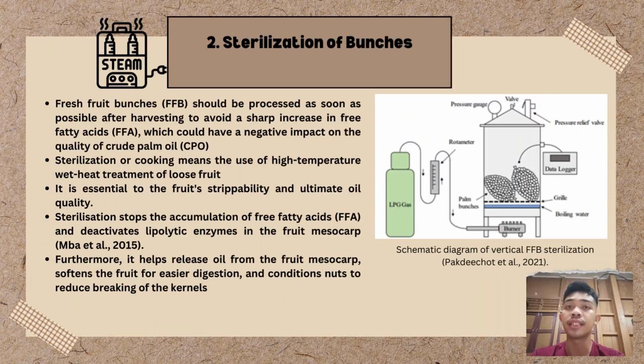The second process is sterilization of bunches. Fresh fruit bunches should be processed as soon as possible after harvesting to avoid a sharp increase in free fatty acids, which could have a negative impact on the quality of crude palm oil.